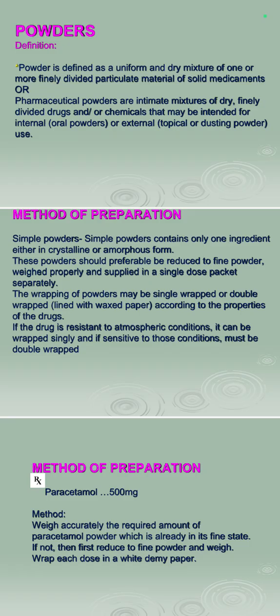On seeing the method of preparation, the simple powders contain only one ingredient, either in crystalline or amorphous form. These powders should preferably be reduced to fine powder, weighed properly, and supplied in a single dose packet separately. The wrapping of powders may be single wrapped or double wrapped according to the properties of the drugs. If the drug is resistant to atmospheric conditions, it can be wrapped singly, and if it is sensitive to those conditions, it must be double wrapped.